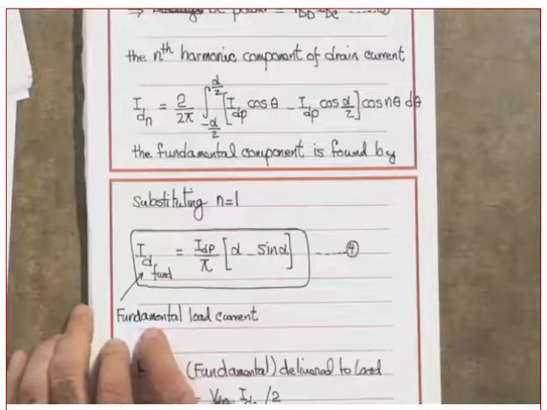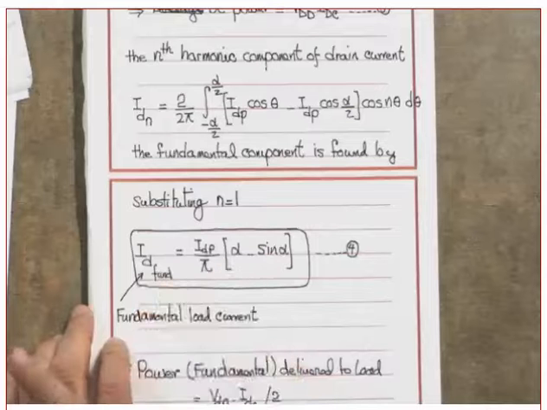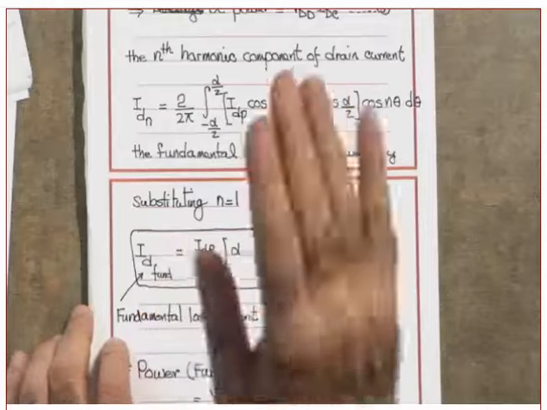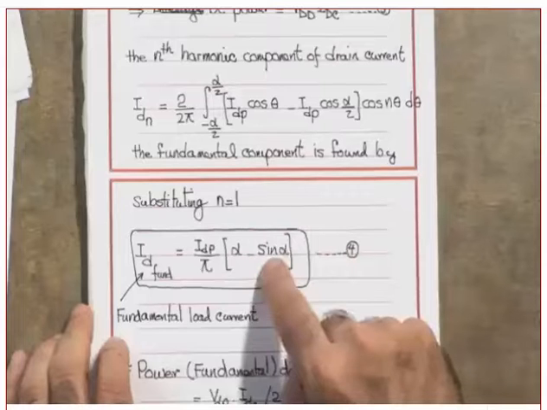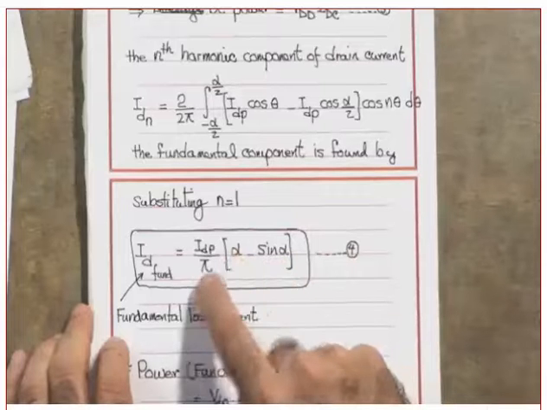This is the fundamental load current. Is it the same as IDP? Not necessarily. Let's see. In class A, what is the alpha? 360. Sine 360. 2 pi.